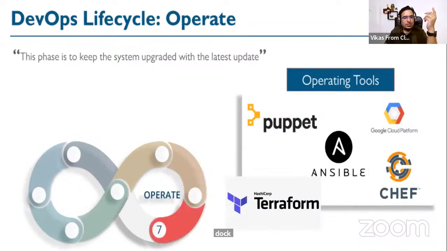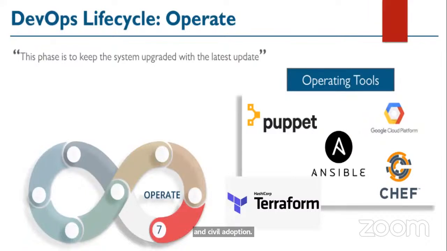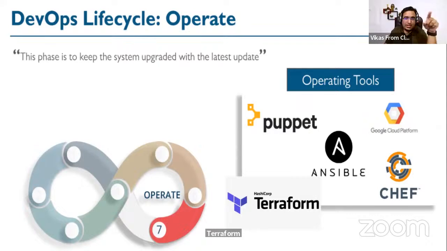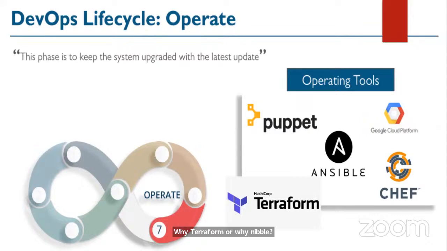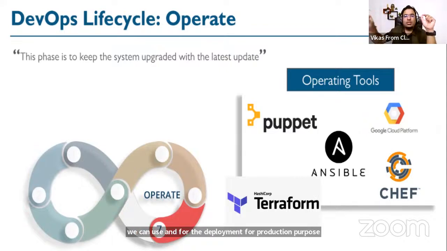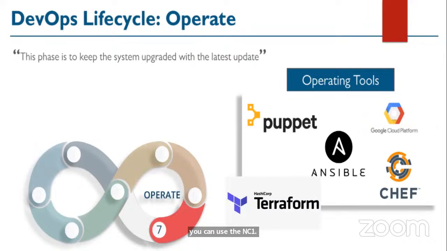For the operation purpose, which tool are you using in your company project? Terraform, Ansible. Why Terraform or why Ansible? Terraform is used for infrastructure as code, and for deployment and production operation activities, we can use Ansible. Infra creation can be done with the help of Terraform.